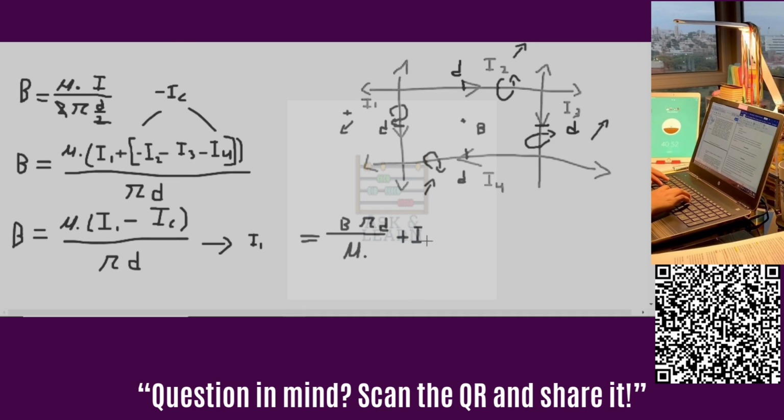So now we have the current we're looking for. Current I1 is equal to magnetic field times pi times the distance, that's the length of each of these wires, divided by mu naught plus the sum of the three other currents, all added together. So I2 plus I3 plus I4. That is equal to the current in the wire that we're looking for. Now, that's the magnitude of it. We already determined the direction, which is out of the page.